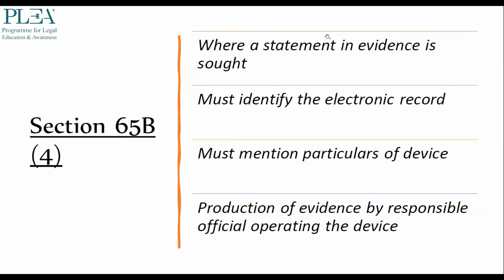There are lots of phones in the market, but your phone has only one specific or particular type of number that is called IMEI, which is unique to the device. So this mentioning of particulars of the device is very important. Also, identifying the electronic record is important, and production of evidence has to be done by a responsible official, and that person has to be the person who has operated the device.